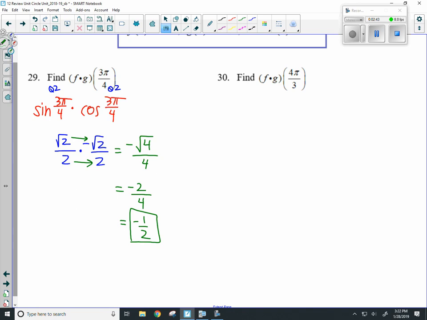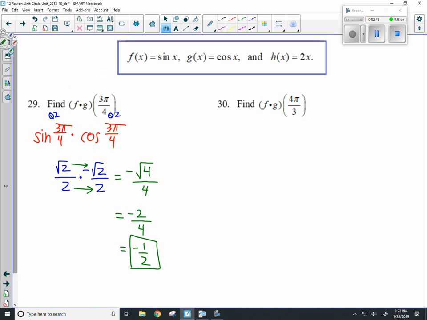We do the same thing but with 4 pi over 3. So sine of 4 pi over 3 times cosine at 4 pi over 3. Sine at 4 pi over 3 is going to be radical 3 over 2. Since it's in the third quadrant, it'll be negative.